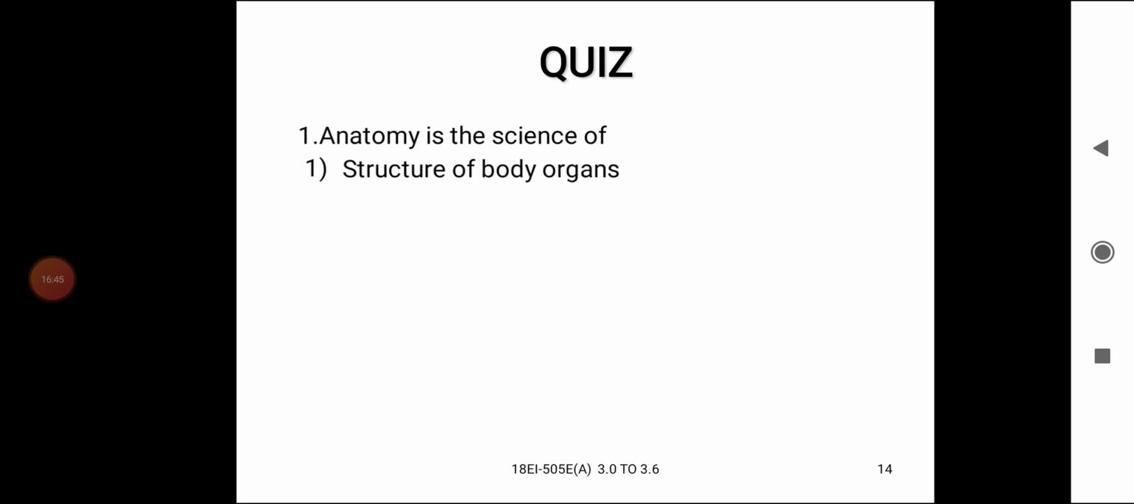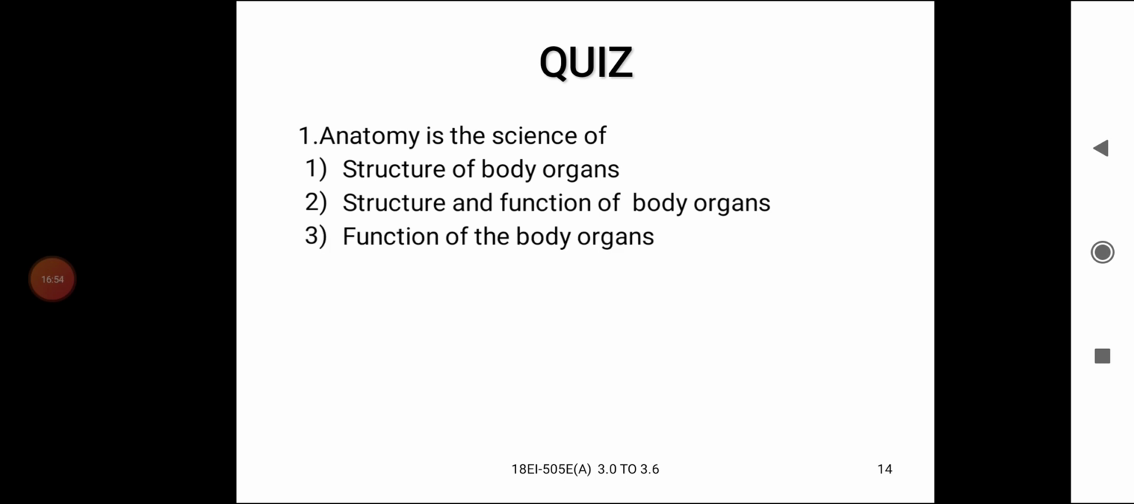Quiz. Question 1. Anatomy is the science of: 1. structure of body organs, 2. structure and function of body organs, 3. function of the body organs, 4. none of the above. The answer is structure of the body organs.